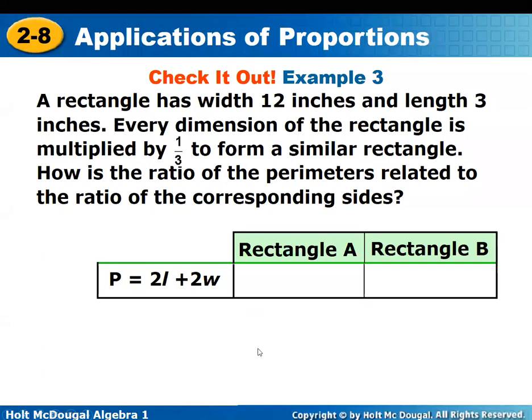A rectangle has a width of 12 inches and a length of 3 inches. Every dimension of the rectangle is multiplied by a third to form a similar rectangle. How is the ratio of the perimeters related to the ratio of the corresponding sides? In this type of application of proportions, we want to compare the original ratio and the new ratio after you calculate the perimeters of both.